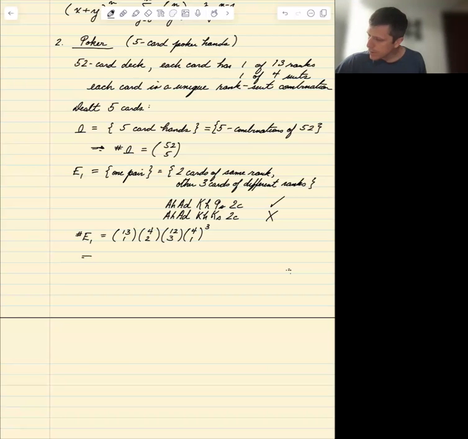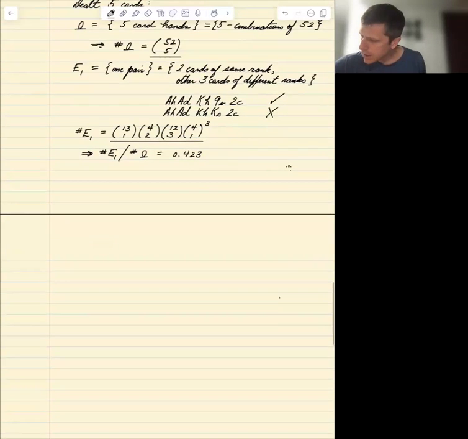So what is the fraction of pairs to total outcomes? It's this value over this value, which comes out to be about 0.423. So about 42.3% of poker hands are actually pairs. Okay, let's think of another one. Let's say that we want a full house.